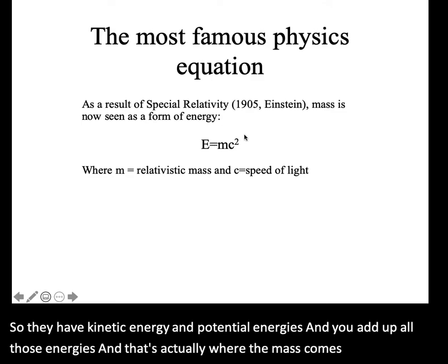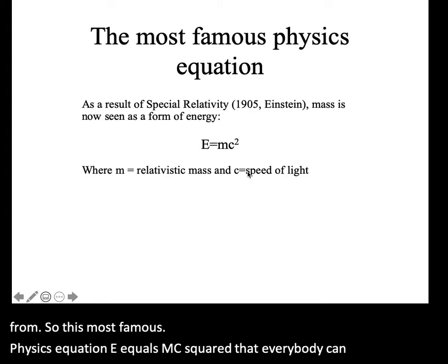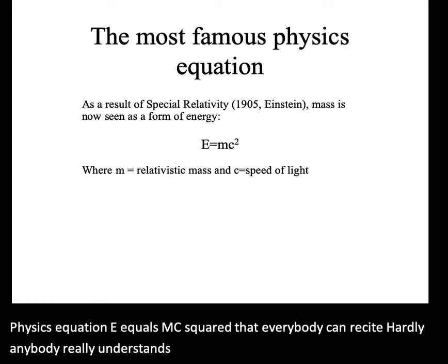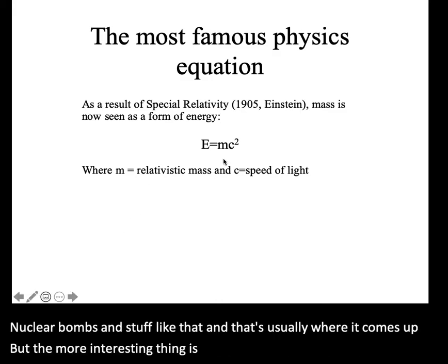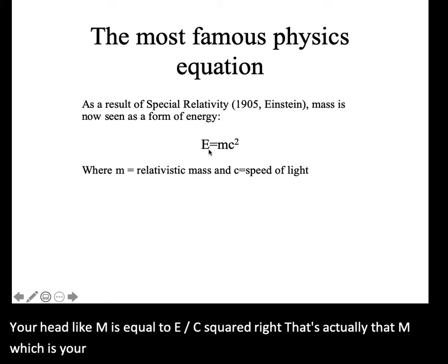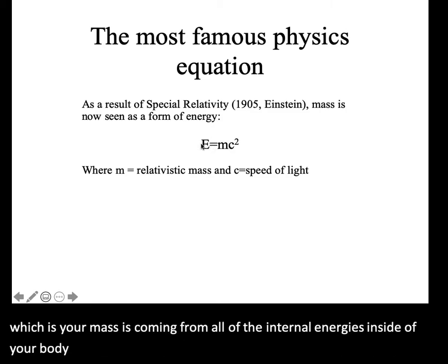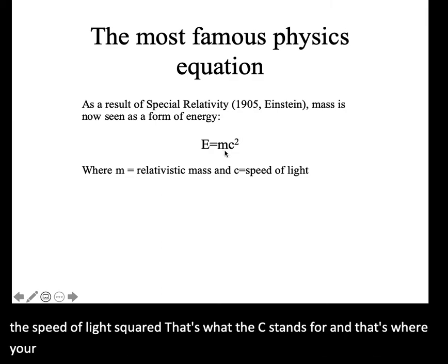So this most famous physics equation, E equals mc squared, that everybody can recite, hardly anybody really understands it. Yes, it explains where energy comes from in nuclear bombs and stuff like that, and that's usually where it comes up. But the more interesting thing is to kind of rewrite this equation in your head, like m is equal to E over c squared, right? That's actually that m, which is your mass, is coming from all of the internal energies inside of your body, all the microscopic kinetic and potential energies divided by the speed of light squared. That's what the c stands for. And that's where your macroscopic mass comes from.